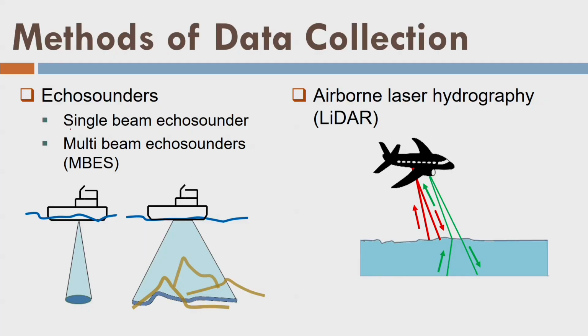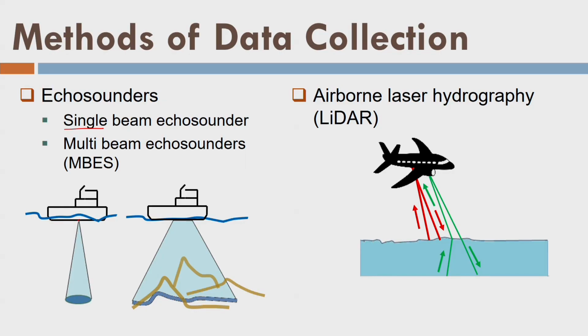Then we have the single beam echo sounder, which means it throws the sound pulses vertically down towards the surface. Okay. Then we have multi-beam echo sounders, which throw the pulses in an across-the-track manner. Remember, like LIDAR, or in the case of radar, we have the same mechanism, what we call a whisk broom mechanism.